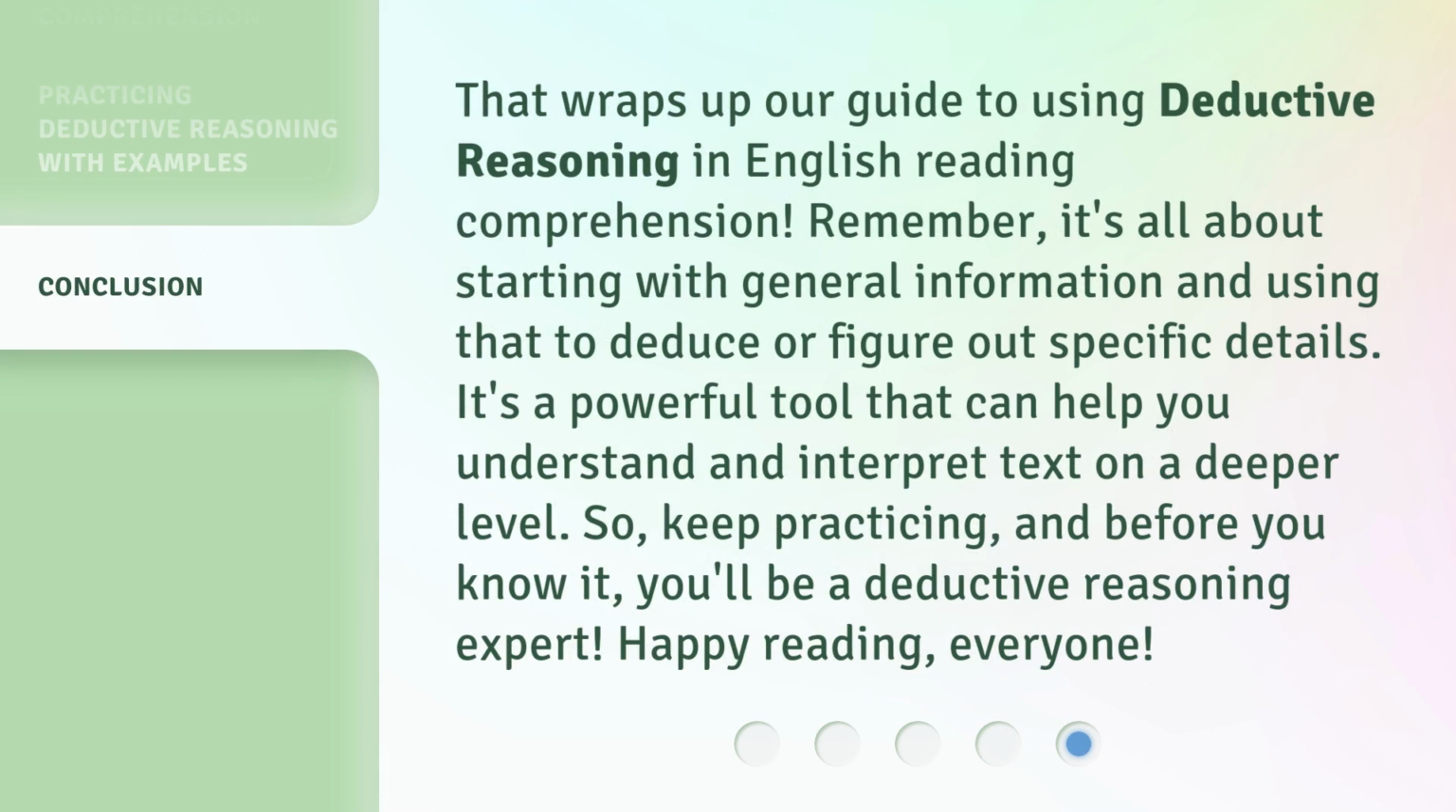That wraps up our guide to using deductive reasoning in English reading comprehension. Remember, it's all about starting with general information and using that to deduce or figure out specific details. It's a powerful tool that can help you understand and interpret text on a deeper level. So, keep practicing, and before you know it, you'll be a deductive reasoning expert. Happy reading, everyone!